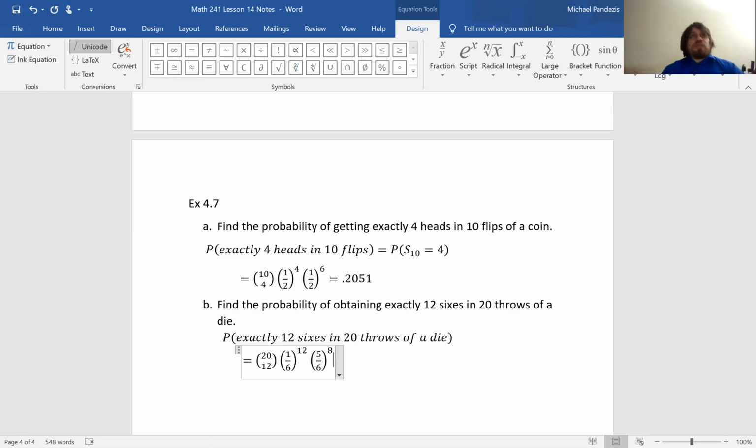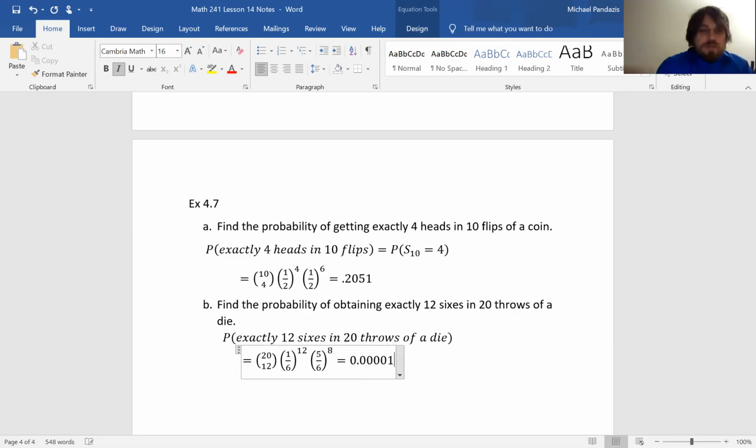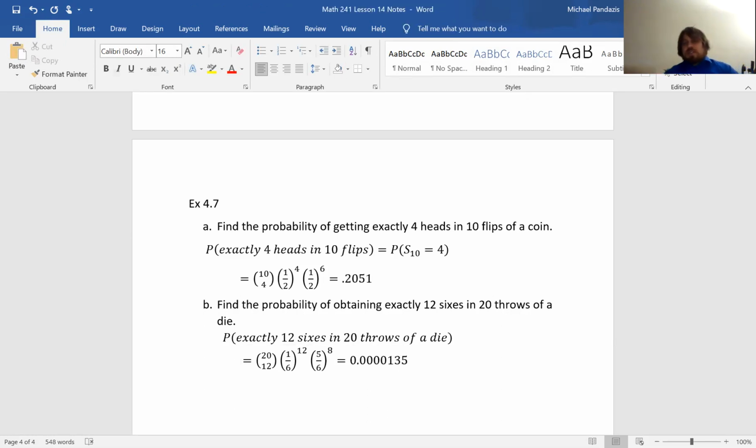Then there's 20 choose 12 ways of arranging those successes and failures. So the probability we want is 20 choose 12 times 1/6 to the 12th power times 5/6 to the 8th power. You calculate that, and you get 0.0000135. And that's the value. So the probability of obtaining exactly 12 6s in 20 throws of a die is 0.0000135.